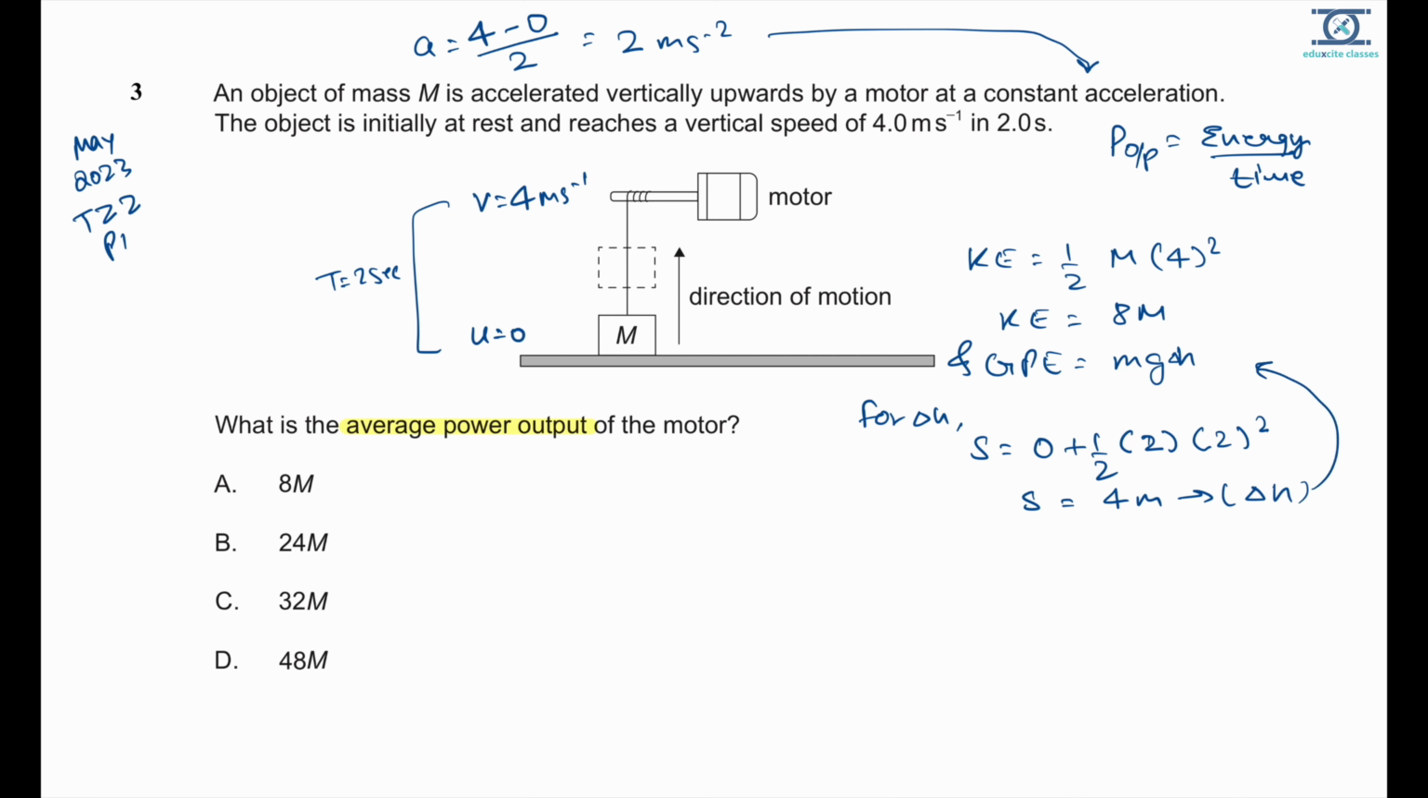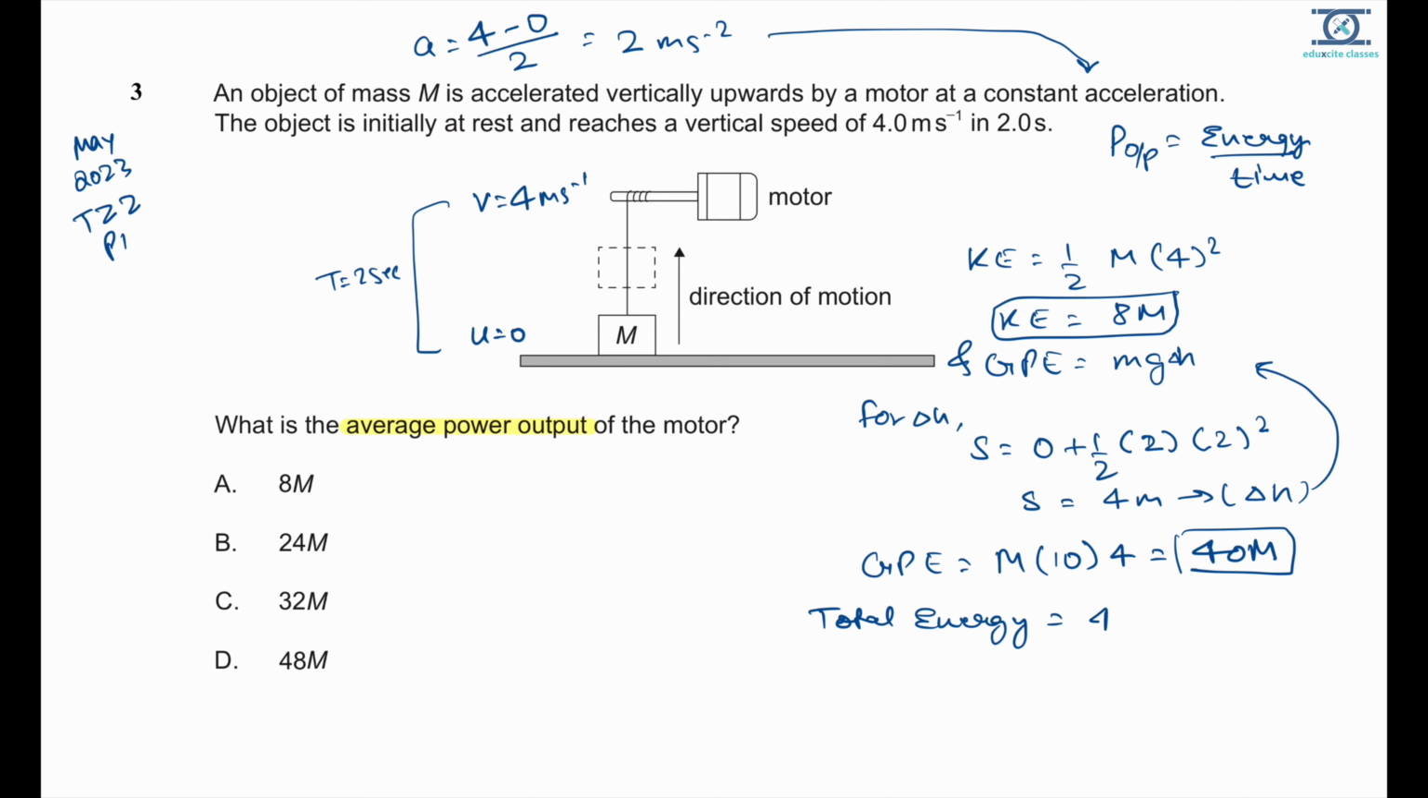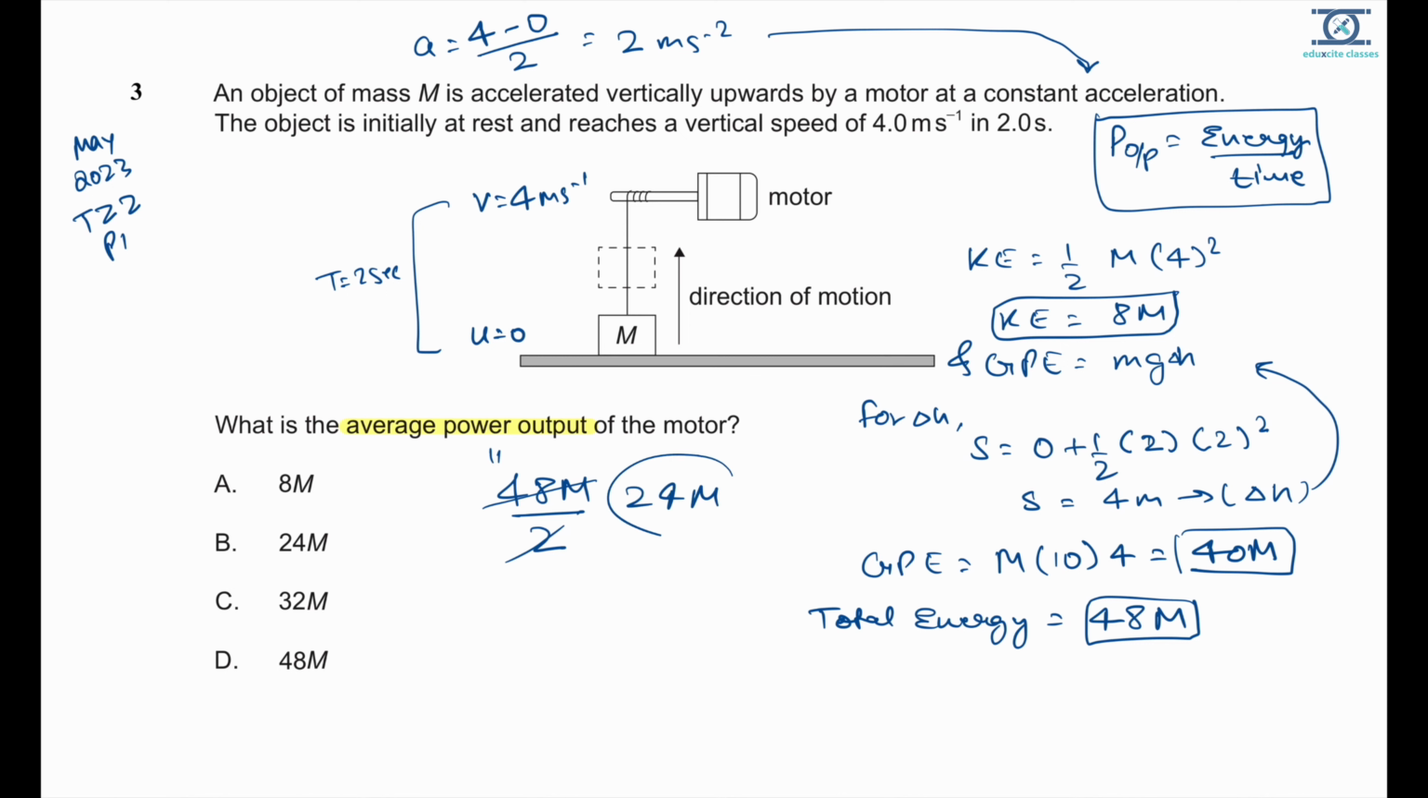Now using this in this formula, gravitational potential energy is m g h, I am taking g as 10 into 4. So this comes out to be 40 m. So the total energy, if I ask you, total energy will be kinetic energy plus gravitational potential energy, which is 48 m. Okay, now this is the final energy. So total energy we got. So the average power output will be 48 m divided by time, which is 2, and this gets to be 24 m. Yes, option B will be the right answer.